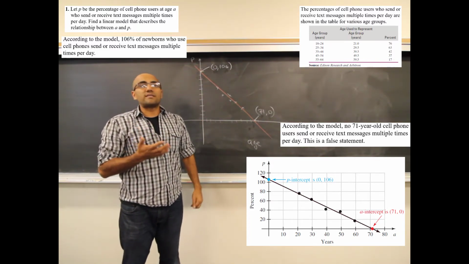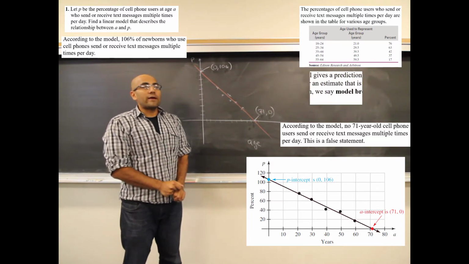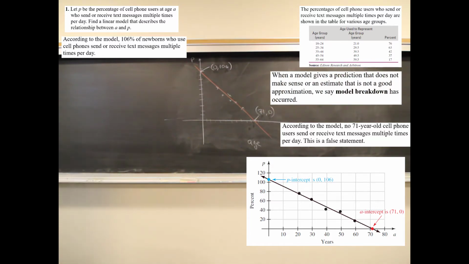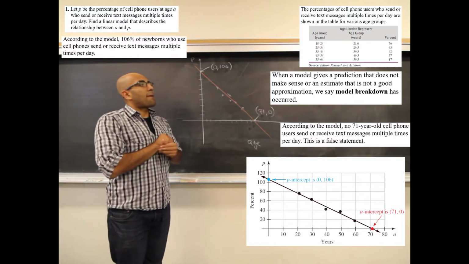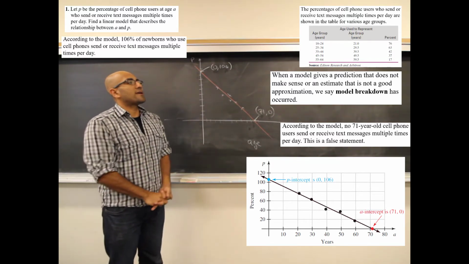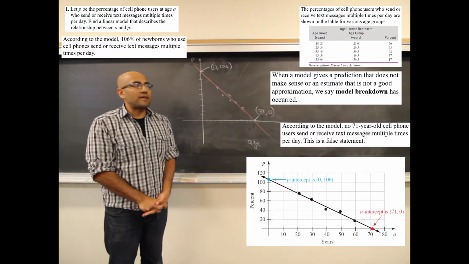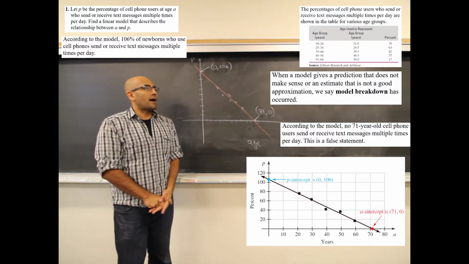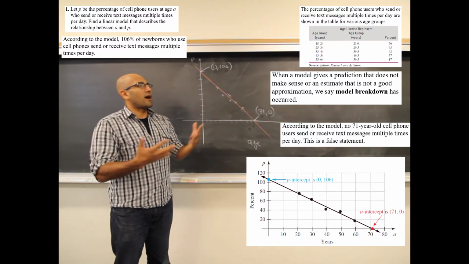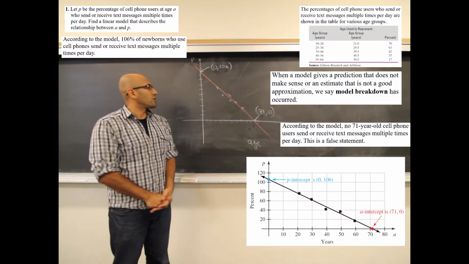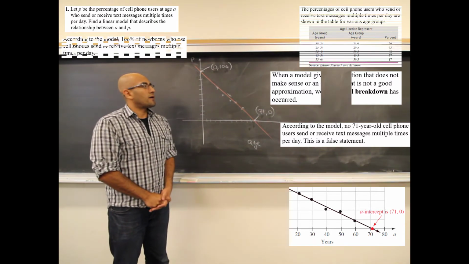When that happens, we say that the model has broken down. Okay, so a model breakdown. So when a model gives predictions that do not make sense, or an estimate that is not a good approximation, we say a model breakdown has occurred, or the model has broken down. Okay, so a model breakdown.